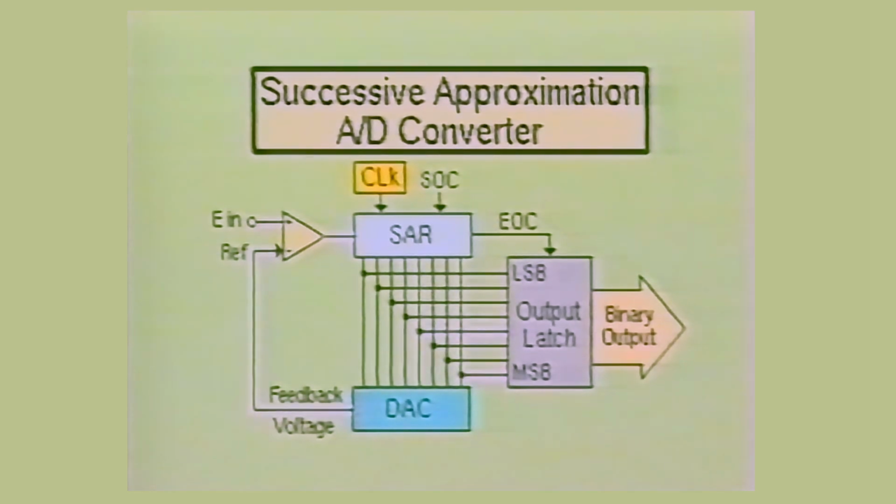The successive approximation register will examine each bit in this same fashion, from the most significant bit to the least significant bit, until all bits have been examined. Since one bit is examined during each clock pulse, an 8-bit analog to digital converter using this technique will process the conversion in approximately 8 clock pulses. As you can see, after the least significant bit had been evaluated and processed, the successive approximation register sent out an end of conversion pulse, which latched the resulting binary word directly to the output.